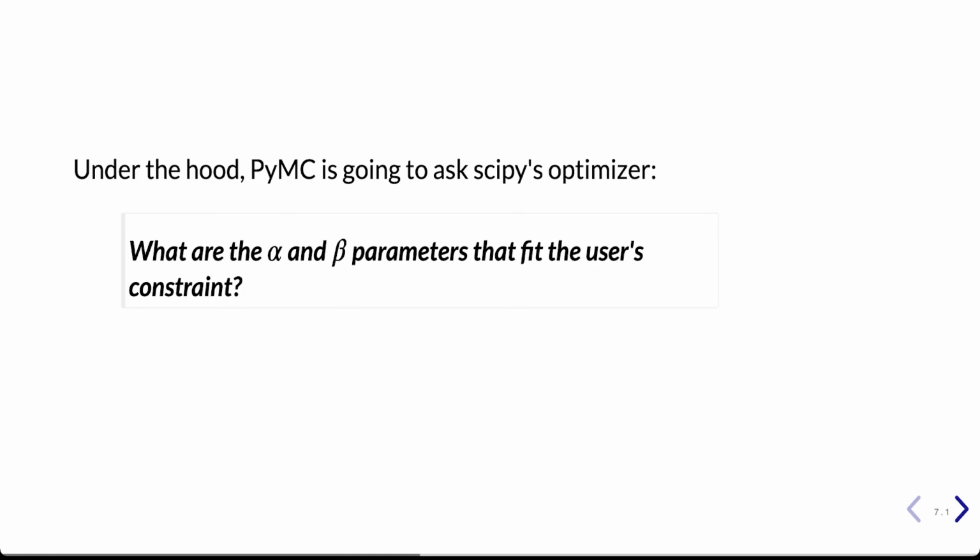So under the hood, PyMC is going to ask SciPy's optimizer, what are the alpha and beta parameters that fit the user's constraint? Why alpha and beta? It's just that gamma distributions are parameterized with two parameters called alpha and beta traditionally, but if it were a normal distribution here, it wouldn't be alpha and beta, it would be mu and sigma, okay? So that's not very important here. But basically, what's important is the question that PyMC is going to ask SciPy's optimizer. How do we do that?